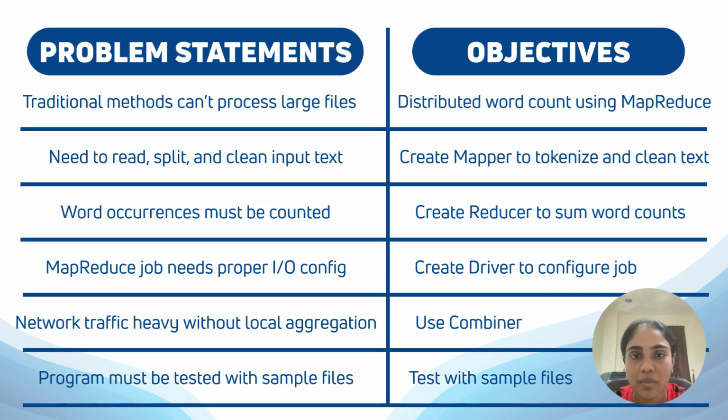To solve these problems, our objectives are as follows. First is to implement distributed word count using MapReduce. Second, create a mapper to tokenize and clean text. Third, create a reducer to sum word counts. Fourth is to create a driver to configure the job. Fifth is to use a combiner to reduce network traffic. And finally, we need to test the program with sample1.txt and sample2.txt files.